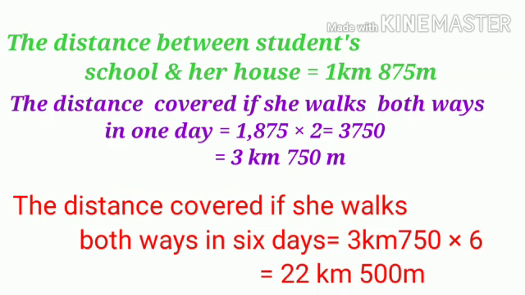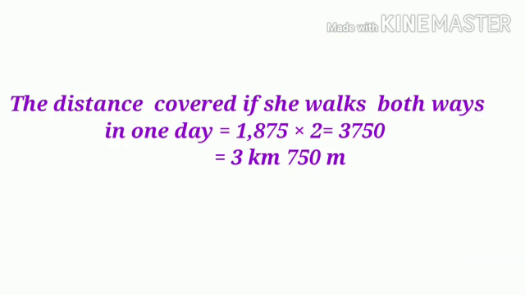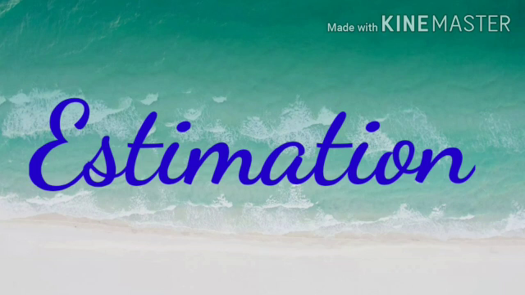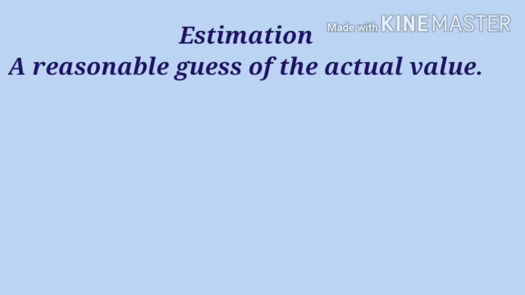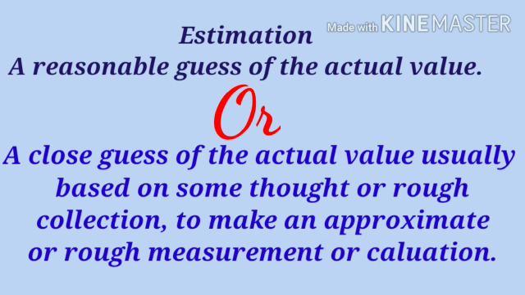So, these story problems can be solved by understanding properly. Let us move to estimations. Estimation is a reasonable guess of the actual value or a close guess of the actual value, usually based on some thought or rough calculation to make an approximate or rough count, measurement or calculation.